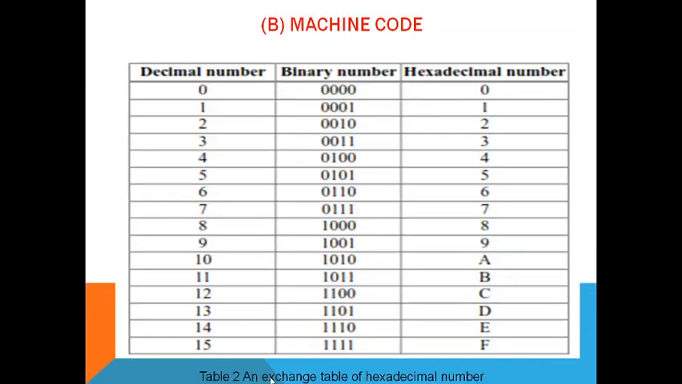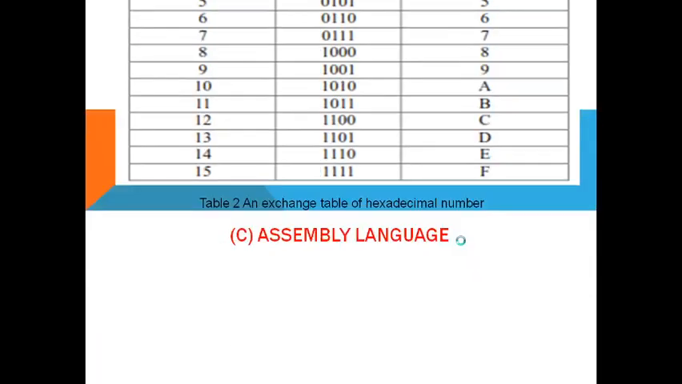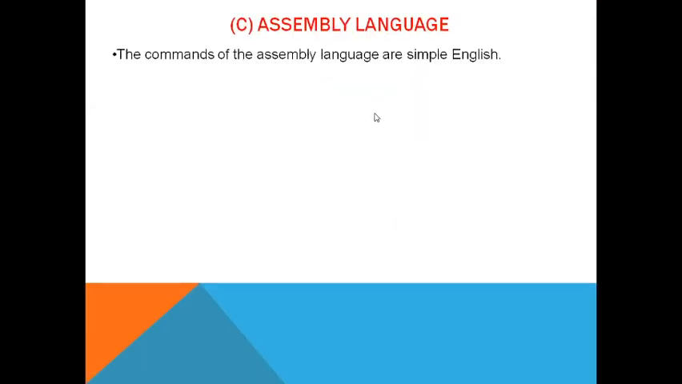This is the exchange table for hexadecimal numbers, meaning 0000 is denoted by 0, then for 1, 2, 3, 4 up to F. Okay, so we know it very well, so I will not repeat it. Now the next point is assembly language.